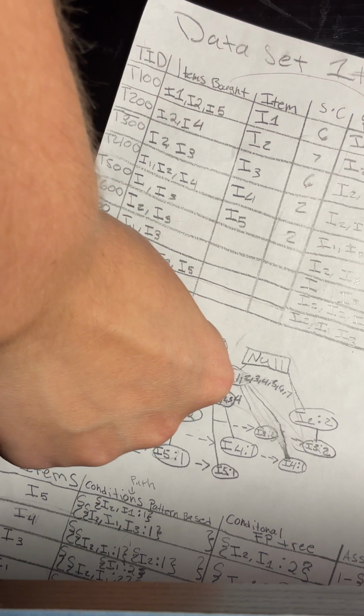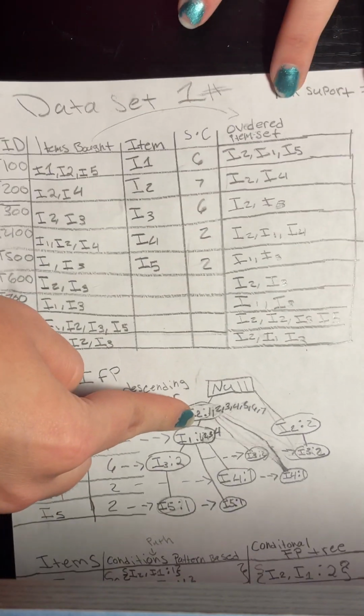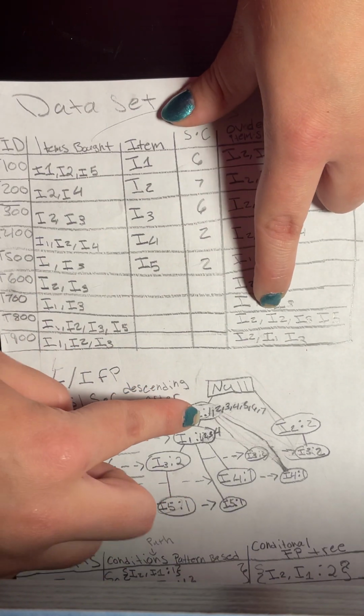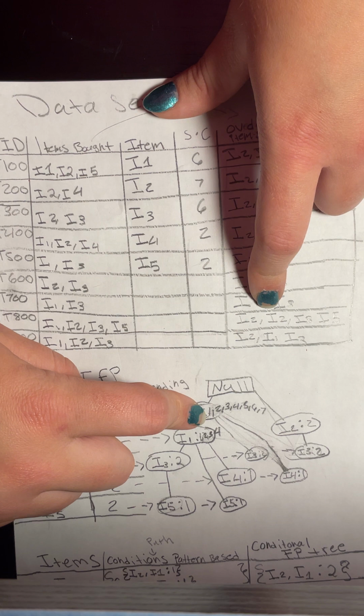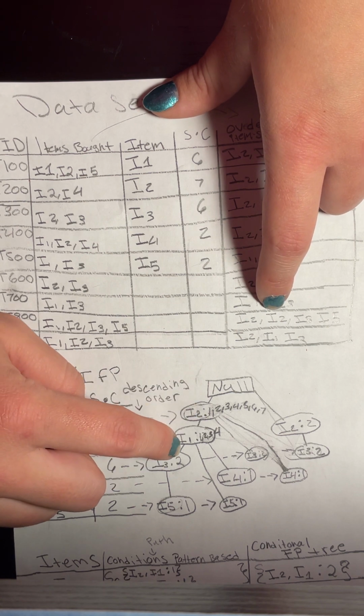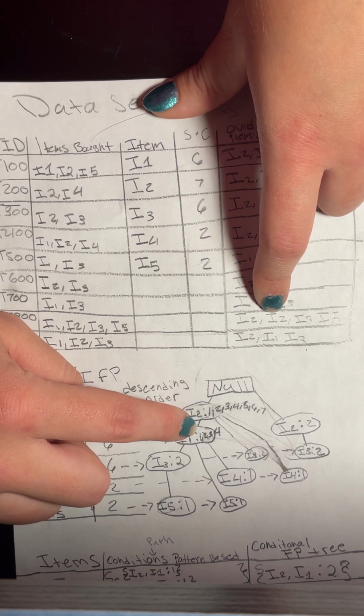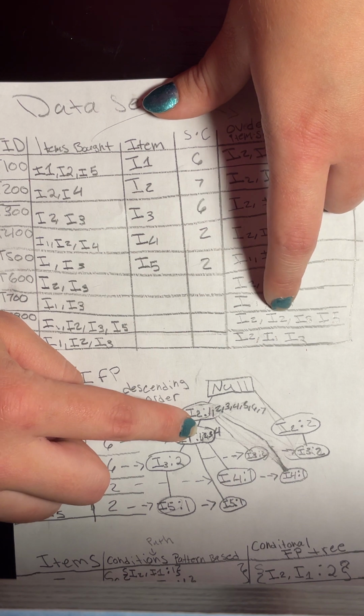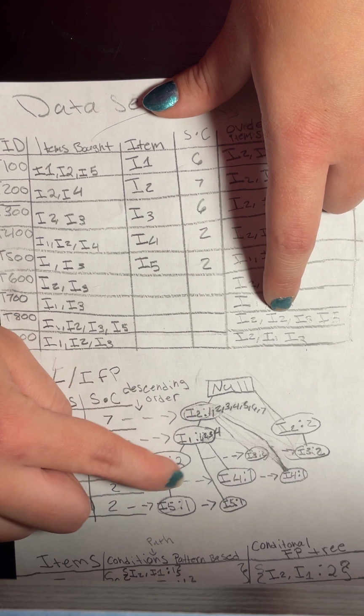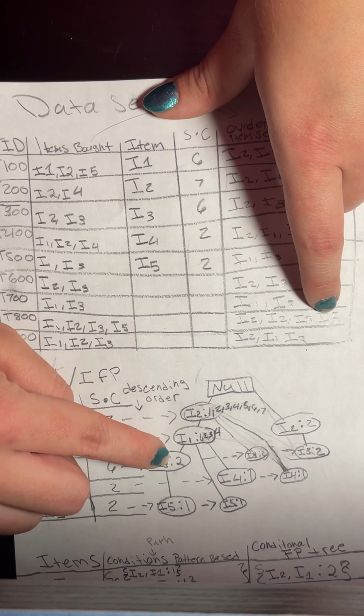That is supposed to be, you go to your I2 and then you head to your I1. That's supposed to be I1, I'm so sorry. And then you head to your I3 again, right here, which is our second pathway going this way. And then you head to your I5.